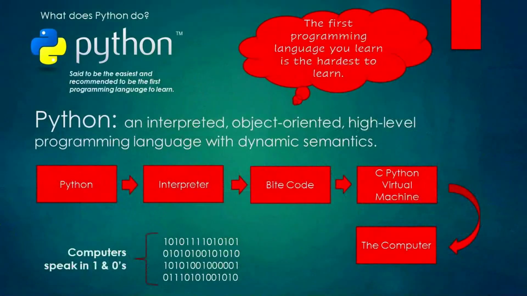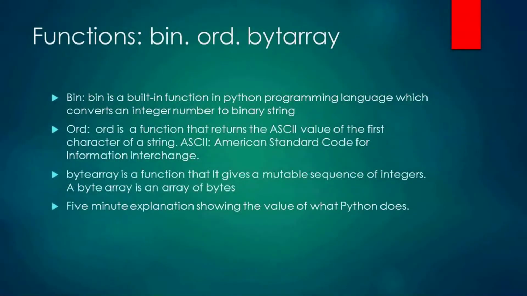Python is a computer language that interprets its code into a byte code. I know it sounds crazy, but it has an interpreter that takes the Python language and interprets it into the byte code, which is the 1s and 0s that the computer reads. So today what I'm going to show or explain in less than 5 minutes is how this whole thing works. I'm going to explain what the bin function is, what the ord function is, and what the byte array function is.